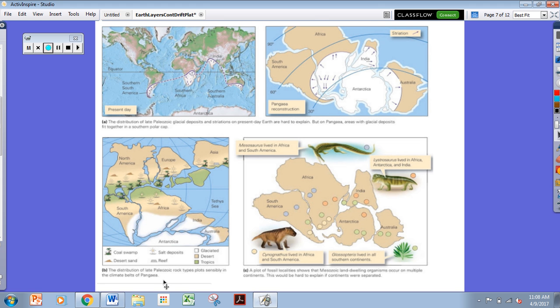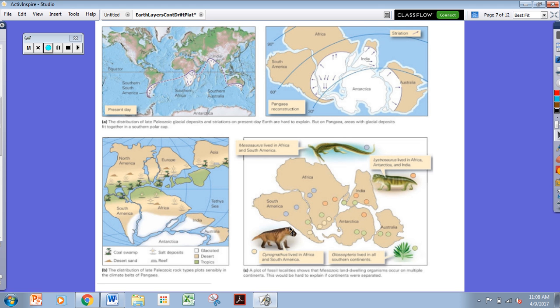And again, here it's talking about the distribution of Paleozoic rock types based on the climate of the time. So again, this is Pangea. It makes sense if all of these continents were much closer together than they are now.